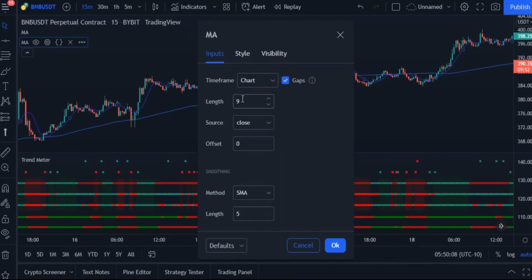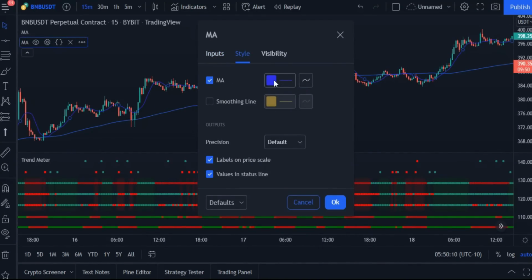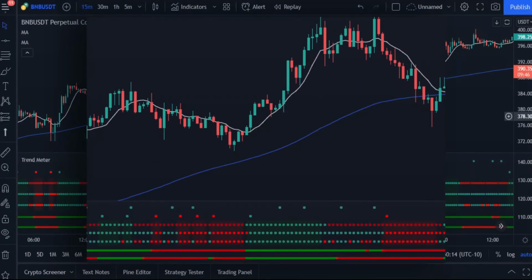Open the indicator settings and make sure the length is 9. Choose the color you want and click OK. Now let's explain the conditions.